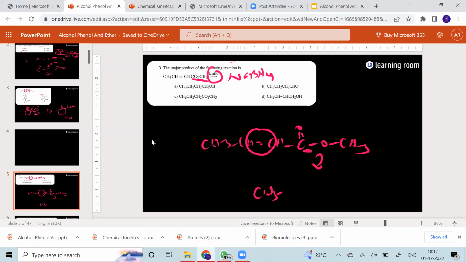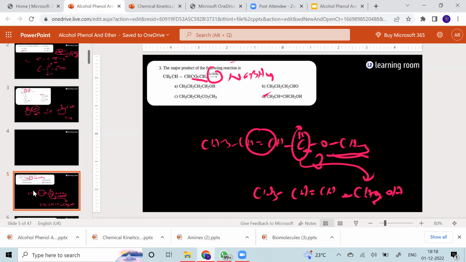Now, I think it will even go to your alcohol. So you'll form CH3, CH double bond CH, and this entire ester part will be gone and become CH2OH. That's what will happen. So it should be D, CH3, CH double bond CH, CH2OH. The double bond will not be touched by LiAlH4, and your ester will get reduced to alcohol because LiAlH4 is a strong reducing agent. We know that. Fine. Next.